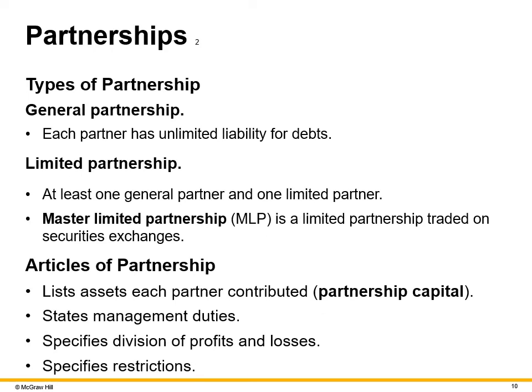A general partnership involves partners sharing the management of a business and the liabilities for its debt. A limited partnership has at least one general partner who assumes unlimited liability and at least one limited partner whose liability is limited to the amount of investments in the business.